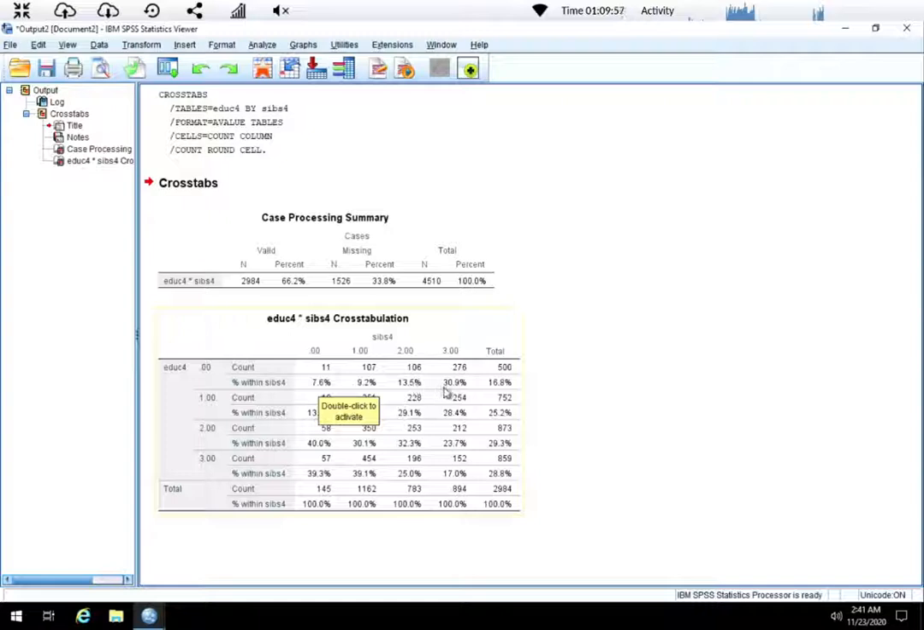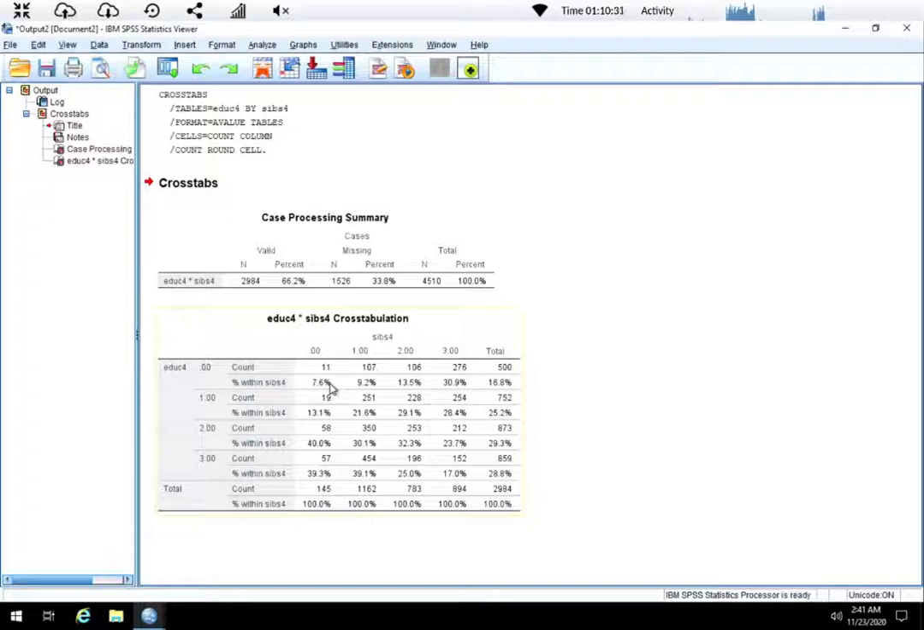So here we have 30.9 and 7.6. And then here we have 29.1 and 13.1. And then 40 and 23.7. 39.3 and 17. It looks like the biggest one is here between 30.9% and 7.6%. So there's a difference of 23.3, and that would indicate there's moderate strength for the relationship.